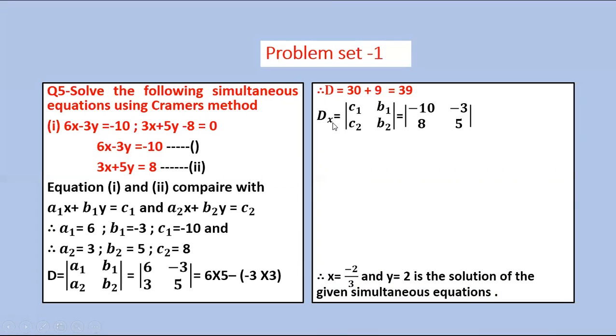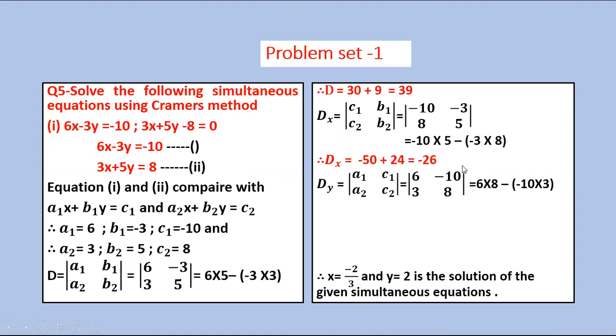Next, to find determinant Dx. Dx is equal to the determinant with first column c1, c2 and second column b1, b2, which is c1 is minus 10, c2 is 8, b1 is minus 3, b2 is 5. To find the value, minus 10 multiplied by 5 minus minus 3 multiplied by 8. Minus 10 into 5 is minus 50, minus into minus 3 eights are 24. Minus 50 plus 24 is equal to minus 26. Dx is equal to minus 26.